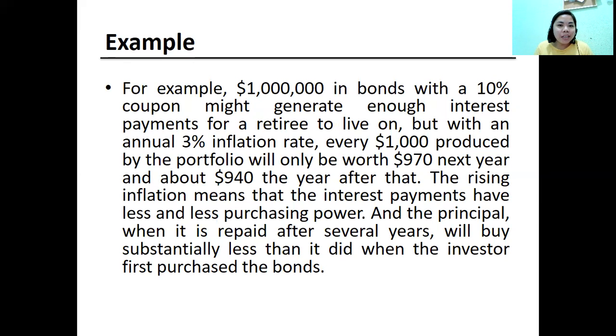So for example, a 1 million in bonds with a 10% coupon might generate enough interest payments for a retiree to live on. But with an annual 3% inflation rate, every 1,000 produced by the portfolio will only be worth 970 dollars next year and about 940 the year after that. So the rising inflation means that the interest payments have less and less purchasing power, and the principal, when it is repaid after several years, will buy substantially less than it did when the investor first purchased the bonds.